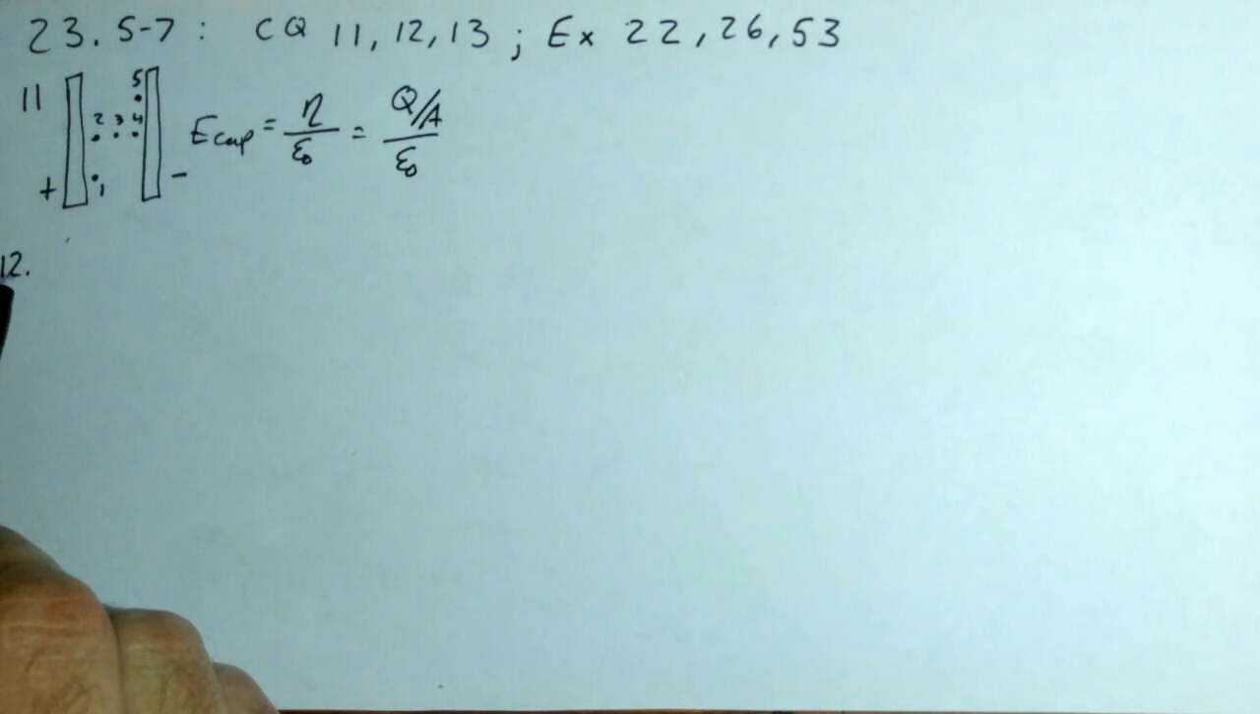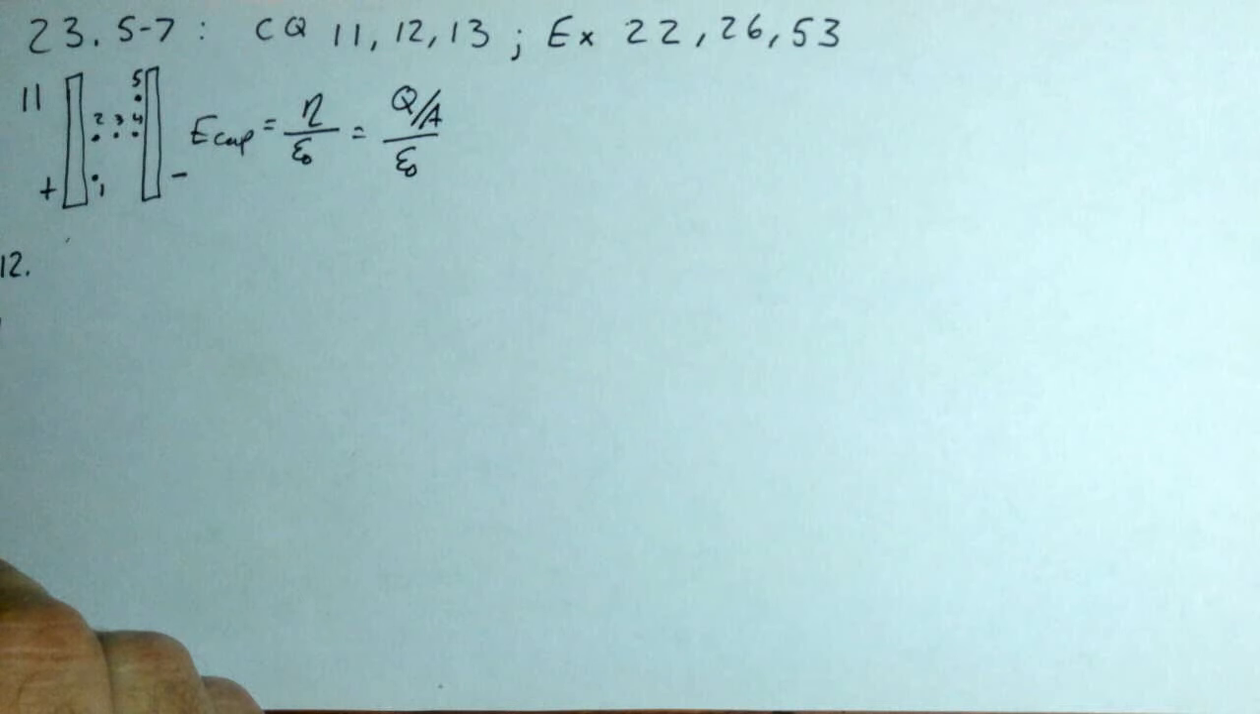What happens if you double the charge on the capacitor? How does the electric field change if you double the charge? And then part B, what if you double the side length of the plates? And then C, what if you double the gap?